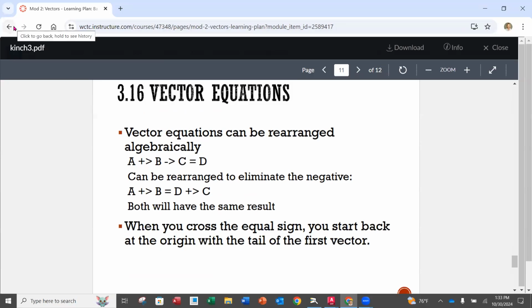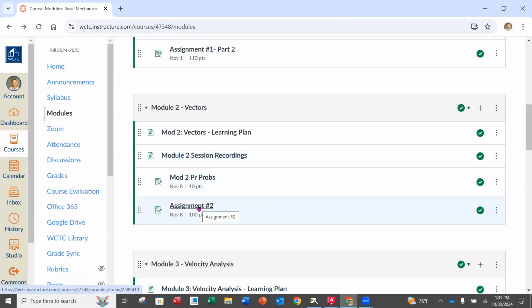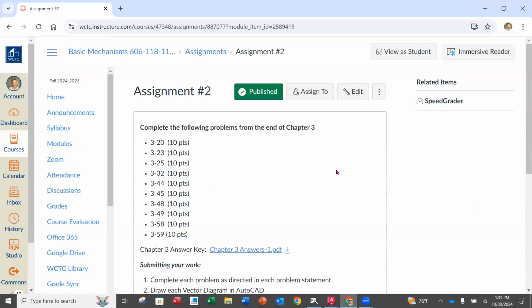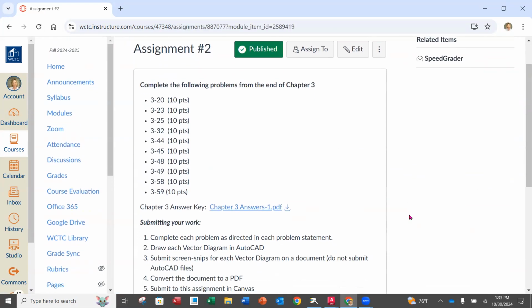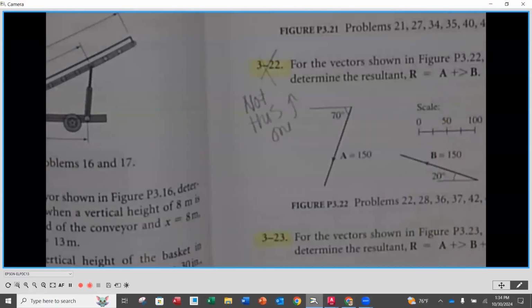So what I want to do is go back to assignment number 2, and give you what you can start working on based on what we already did. As you look here, we're going to be doing problems 320, 323, 325. These are found at the end of the chapter, starting on page 69.